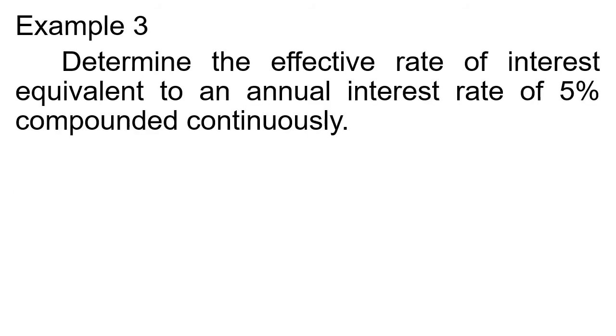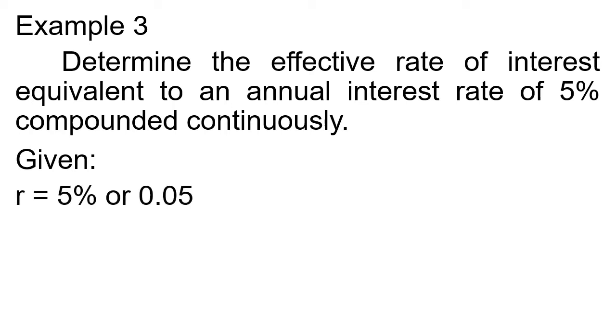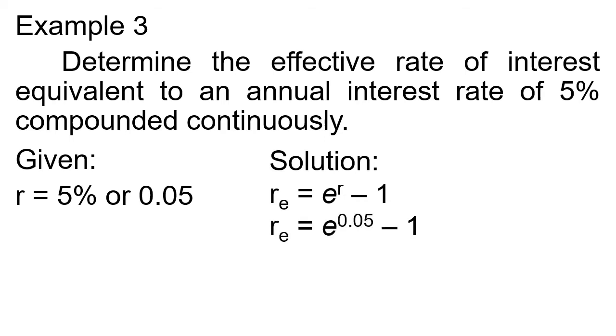Example 3, determine the effective rate of interest equivalent to an annual interest rate of 5% compounded continuously. So here, since it is compounded continuously, we are going to use a different formula. So R is 5% or 0.05. The formula that we will use is R sub E equals e to the R minus 1.